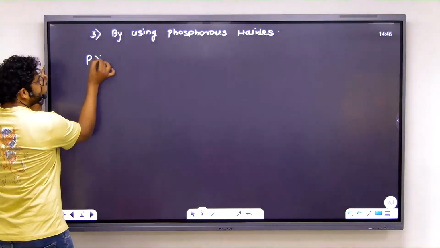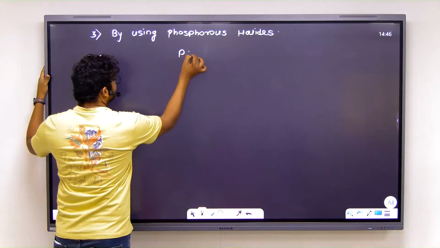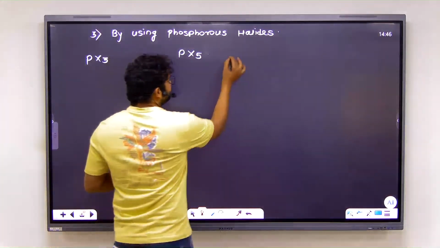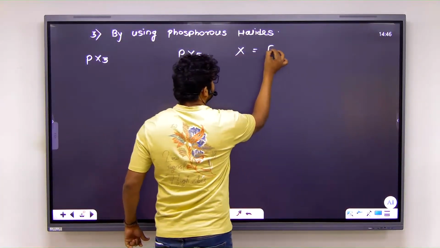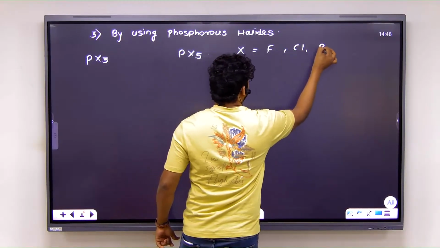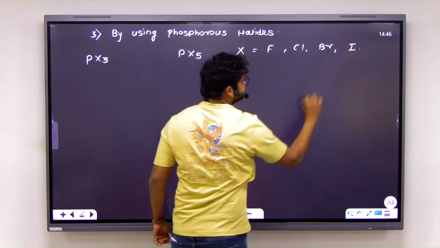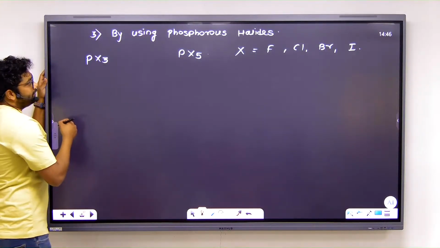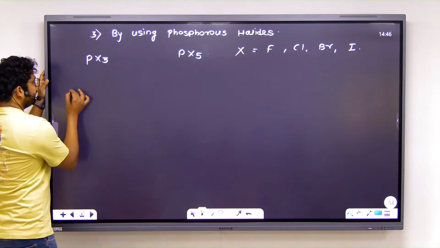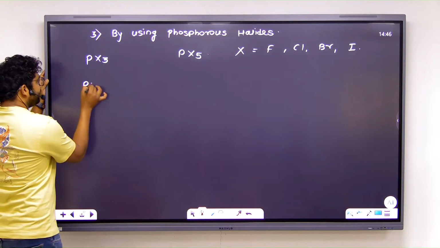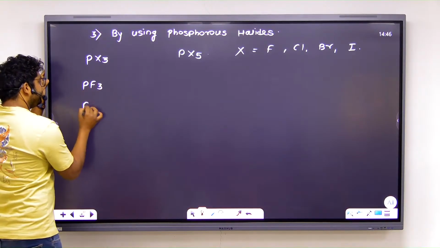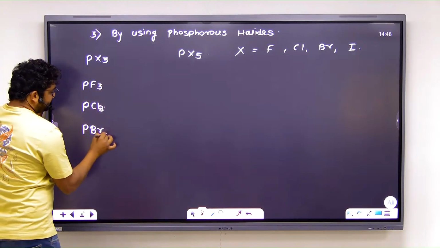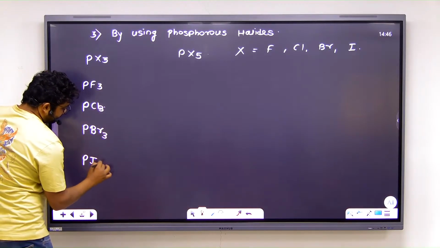Phosphorus forms two types of halide: one is PX3 and the other is PX5. Make sure you know that X is a halogen: fluorine, chlorine, bromine, and iodine. Now you can write the halides: PF3, PCl3, PBr3, and PI3.